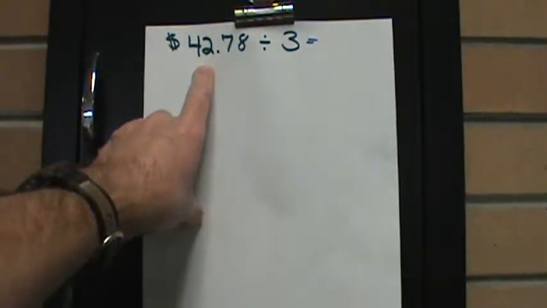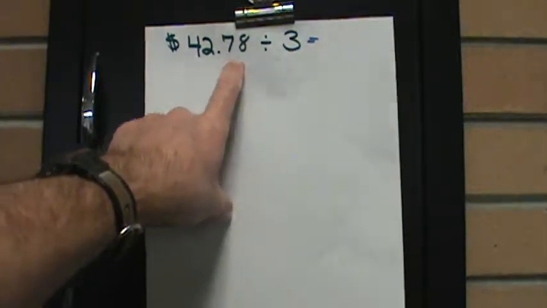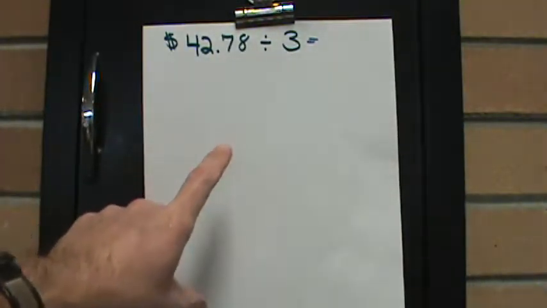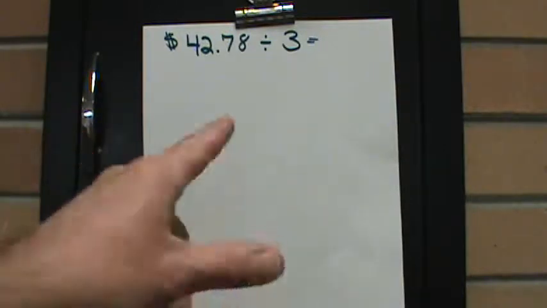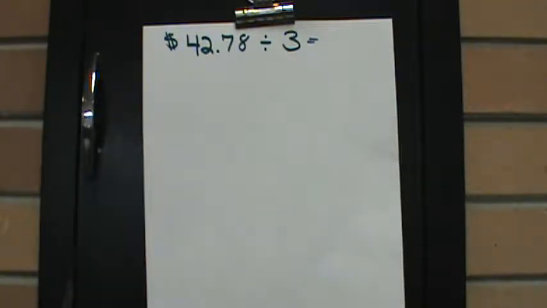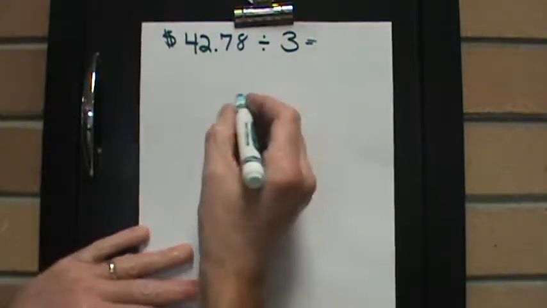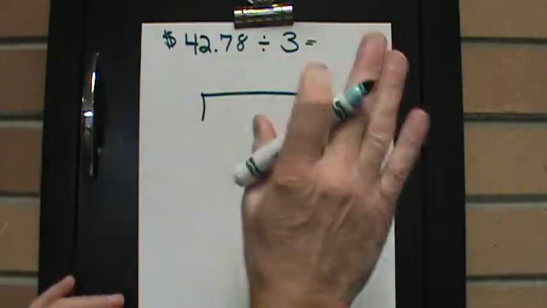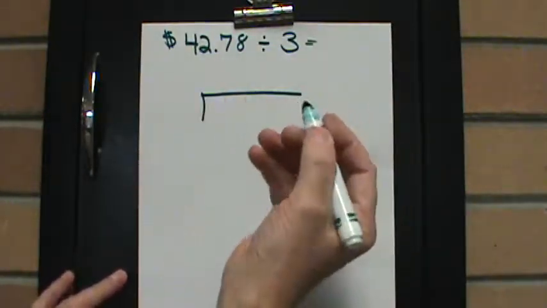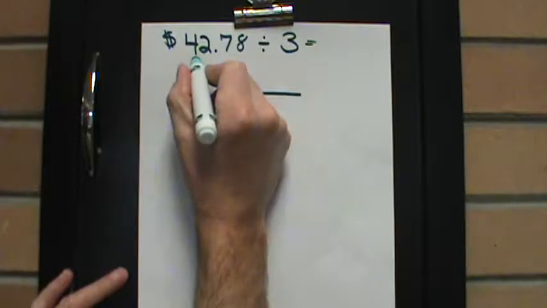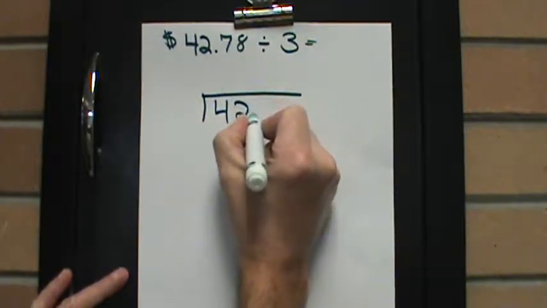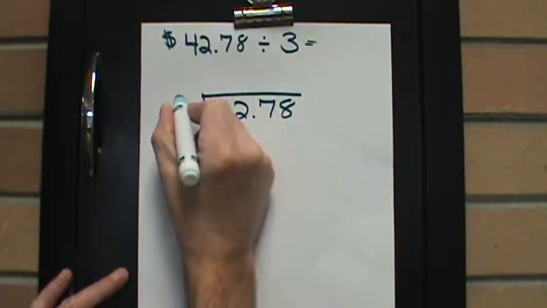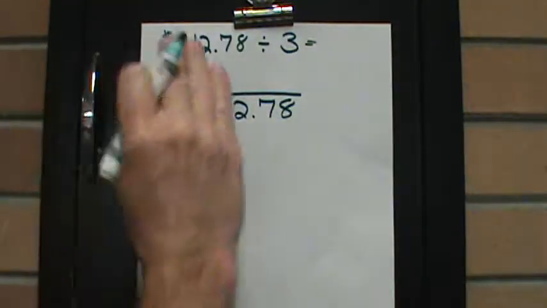Okay, here's our problem. Our problem is $42.78 divided by 3. So why don't you pause the video, or I'll pause the video, and do that problem. Okay, here we go. We're going to set up our problem. Now, follow along as I go, and let's see if you can get the same answer as I got. So it's $42.78 divided by 3. Same rules apply.